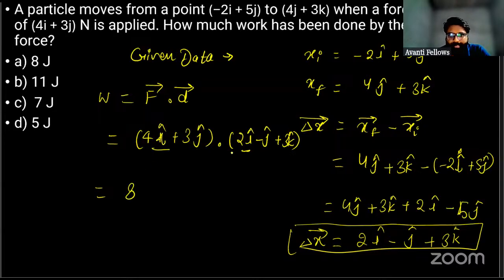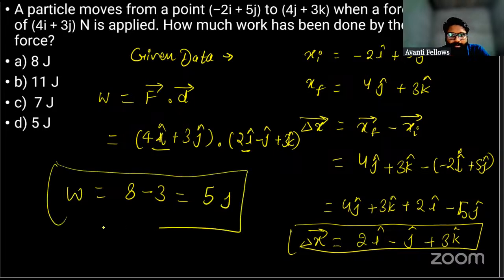Now j is also present in this and in this also. So here j component is 3 and here the component is minus 1. So it will be minus 3. So what it will become? 8 minus 3 will be 5 joule. Okay. So work done by this force is 5 joule. Clear? Any kind of doubt in this? Option D is the correct one.